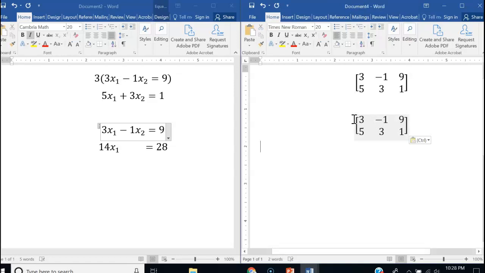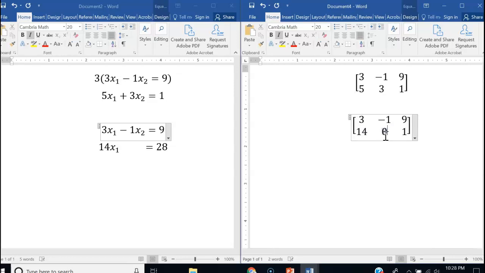If I did that to the matrix, it's just a lot less writing. 3 times 3 plus 5 gives me 14. 3 times -1 plus 3 gives me 0. 3 times 9 plus 1 gives me 28. And then what would I do? Well, I would divide this by 14. The way we write that notationally over here on the matrix is by taking either a divide sign, 14, or you'd write 1 over 14.